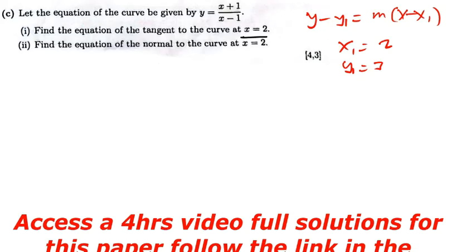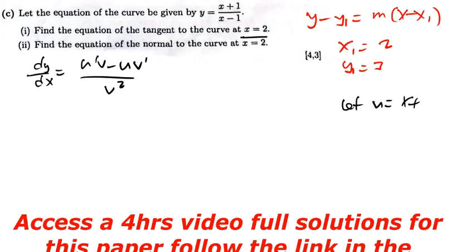x is equal to 2, so we're going to put x equal to 2 and find the gradient, which is m. So how do you differentiate a fraction? In this case, we're going to use what we call the quotient rule. The quotient rule says dy over dx is given by u prime v minus u v prime, divided by v squared. So here let u be equal to x plus 1, which is on top. Then u prime will be 1. v is x minus 1. v prime is also 1.